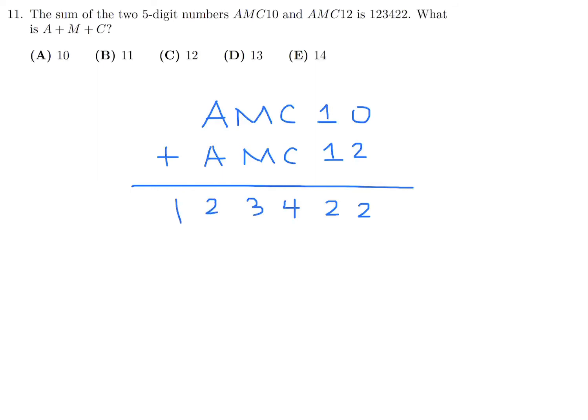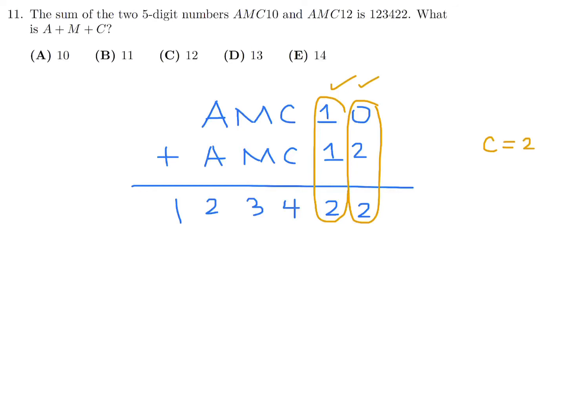Okay, let's take this one step at a time. 0 plus 2 is indeed 2, so that's fine. 1 plus 1 is indeed 2, so that's fine. Now we have C plus C is equal to 4. So perhaps C could be equal to 2. Okay, let's keep that for now.